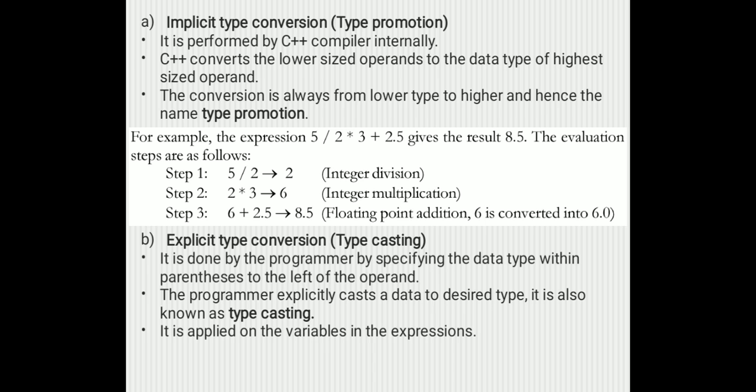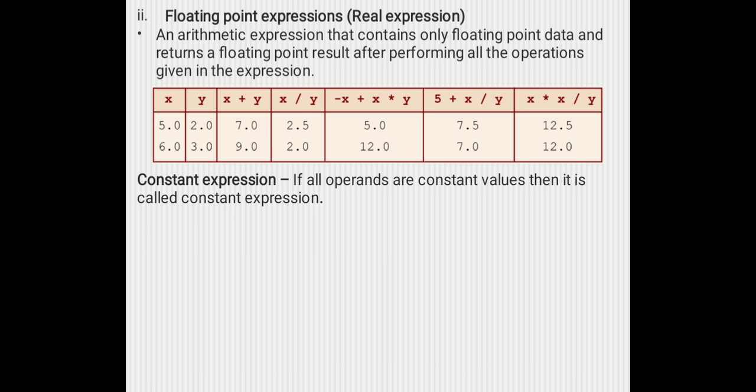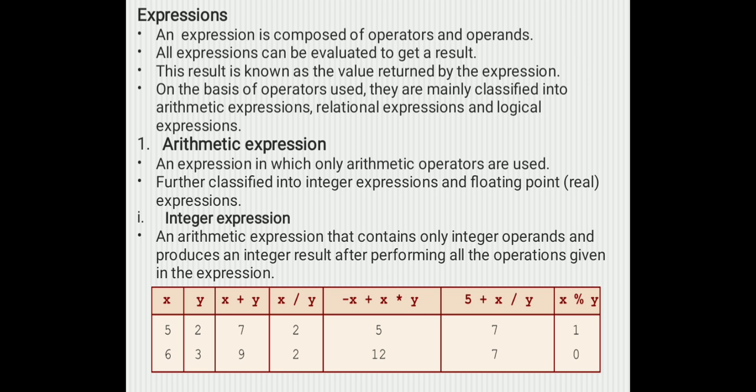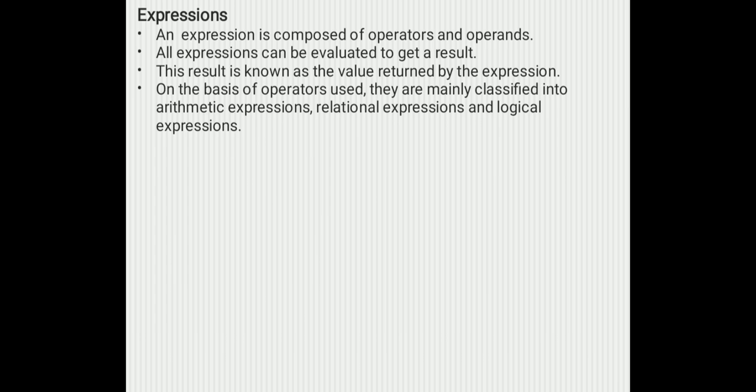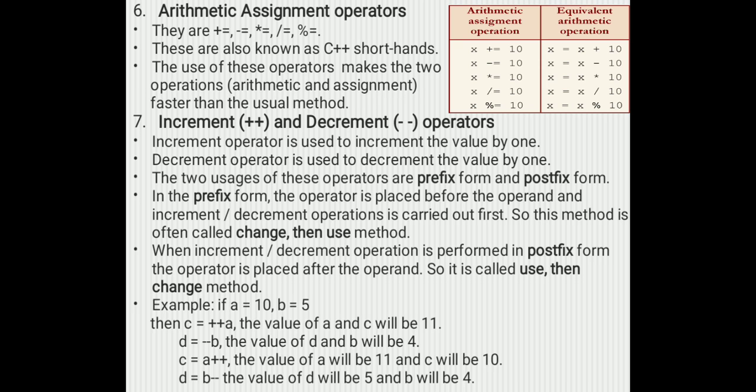Expressions mean the combination of operands, and expressions are classified into arithmetic expression, logical expression, and relational expression. And the next topic is type conversion, where there are two methods, implicit type conversion and explicit conversion, and these topics are clear to you. And one more example for the increment operator and decrement operator. Increment and decrement operators are very important, and we use them in programs. Increment operator plus plus and decrement operator minus minus.